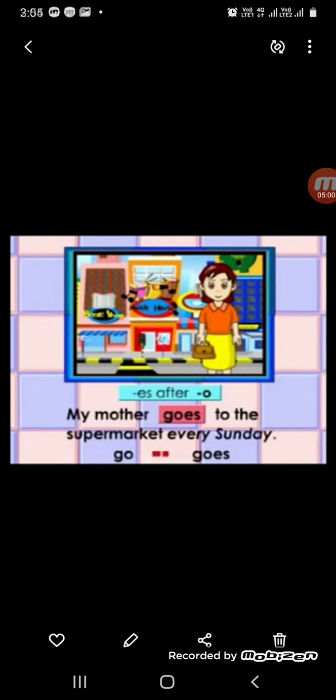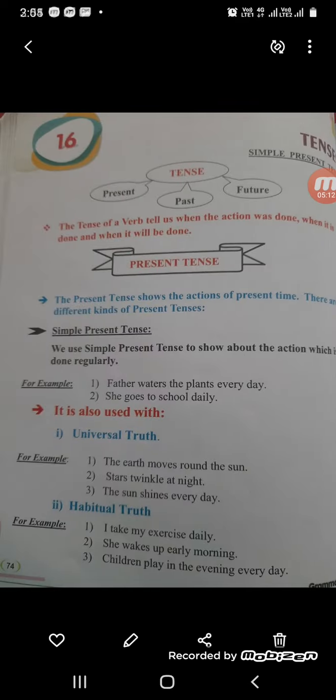My mother goes to the supermarket every Sunday. It's her habitual action. Every Sunday she goes to the supermarket. So the verb was go. We added es and changed it into simple present tense: goes.